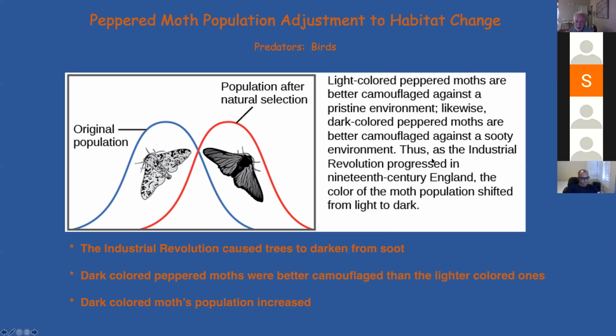Thus, as the Industrial Revolution progressed in 19th century England, the color of the moth population shifted from light to dark. So the Industrial Revolution caused tree trunks to darken from soot. Dark peppered moths were better camouflaged on these dark tree trunks than the lighter colored ones. And the dark colored moth population increased as the light colored ones decreased.